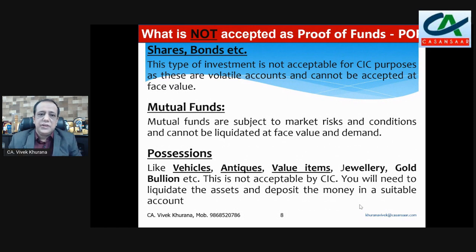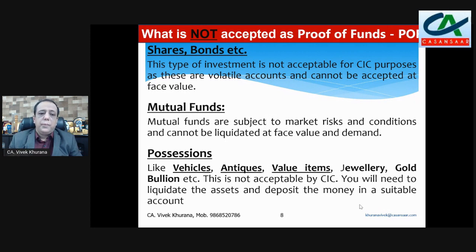First is शेयर. कोई आपके शेयर्स या बॉन्ड्स एक्सेट्रा हैं, तो this is not acceptable because share market is so much volatile. Then mutual fund investment is not acceptable, because of their high risk. कहते हैं ना, mutual funds are subject to market risk, so it's also not acceptable.